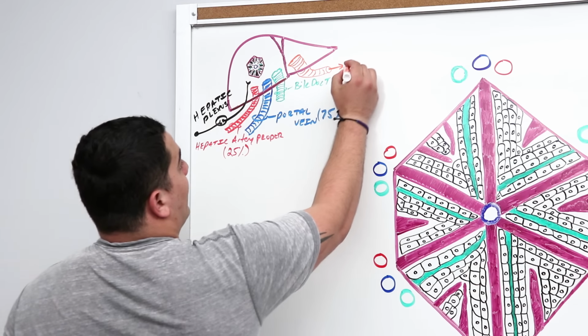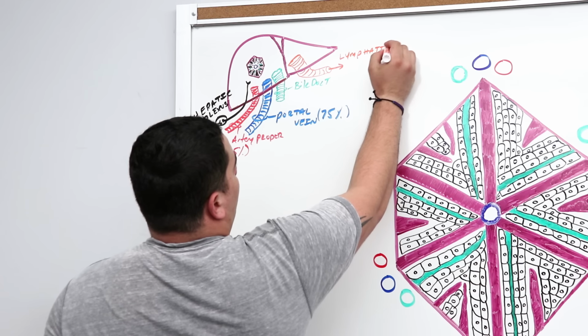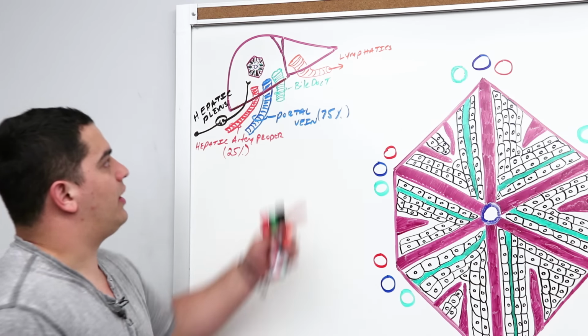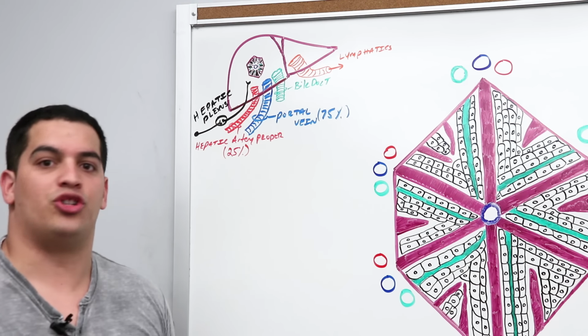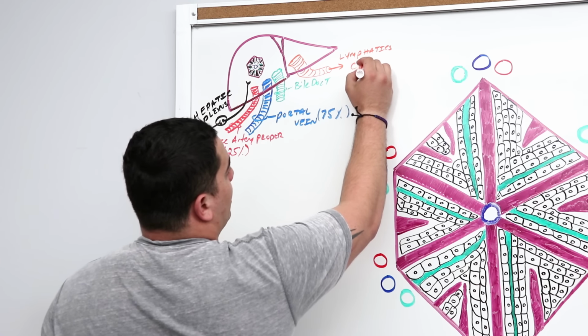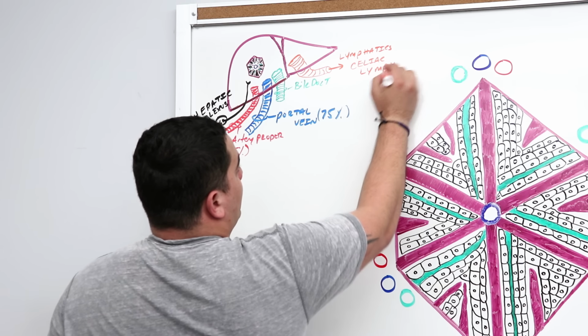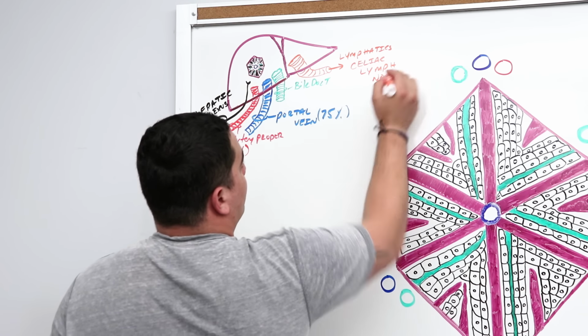So these lymphatic vessels, if you really want to know, we'll talk about it more in the lymphatic system, but these lymphatics from the liver will drain into specific lymph nodes, and these are going to be your celiac lymph nodes. Okay, so they'll drain into the celiac lymph nodes.